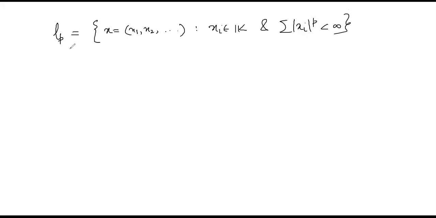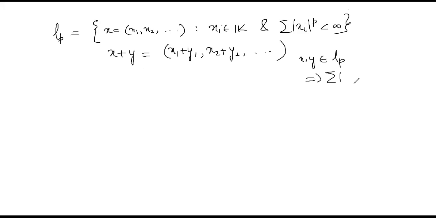I was asking the question: is this a linear space? For a linear space, if I add two things, the sum should be there, and scalar multiplication should also be present. So I took x plus y, which is of course x1 plus y1, x2 plus y2, pointwise addition. And of course I also know that x, y belong to lp, which would imply that summation xi raised to p is less than infinity, and summation yi raised to p is less than infinity. The question is, what about summation of xi plus yi raised to p?